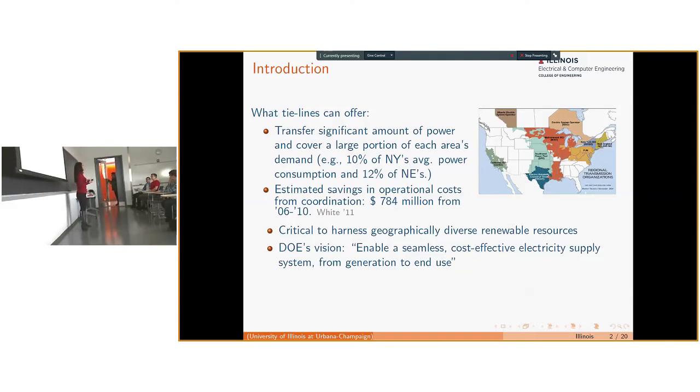Although each area is operated independently, the underlying grids are interconnected. That means that at every moment power flows from one area to the other via transmission lines, which we typically refer to as tie lines. Tie lines are very valuable transmission facilities, not only because they allow a large amount of power to be transferred from one grid to the other, but they also enable us to harness geographically dispersed renewable resources and overall to achieve a more efficient and seamless operation of an entire interconnected grid.